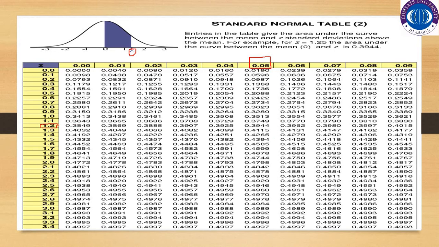So we will start from here, and from here we have to go to the column containing the 0.005, and this here. So this is 1.25. So what's happening here? This area between 0 and z is 0.3944.